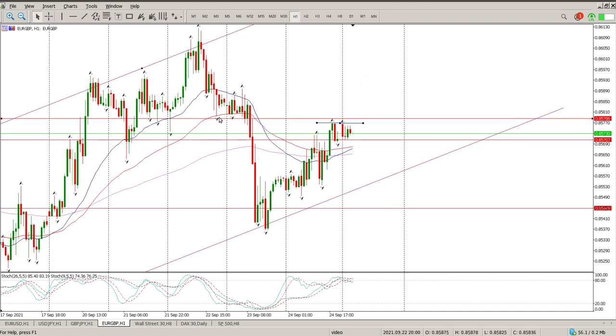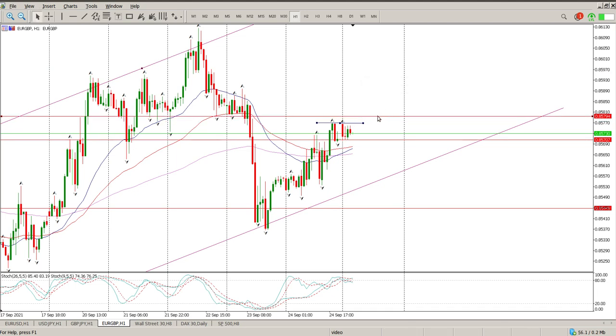You're going to have to watch this area as well. First we need to get through 0.85794, and then you'd be looking somewhere around here for a move to the upside, and that is 0.85938.